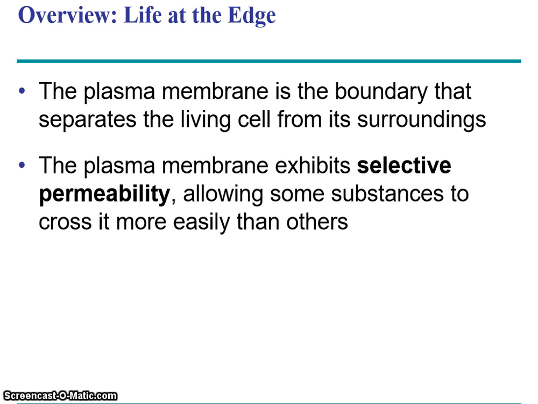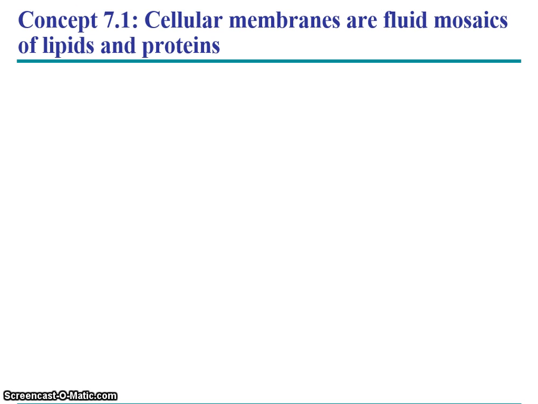Another job of the cell membrane is that it's selectively permeable. It allows some substances to cross the cell membrane more easily than others, and we're going to take a look at how it actually does that later on. The focus of this lesson is to look at the structure of the cell membrane.